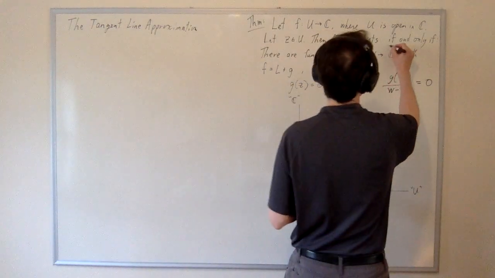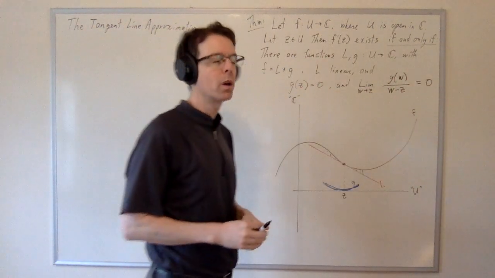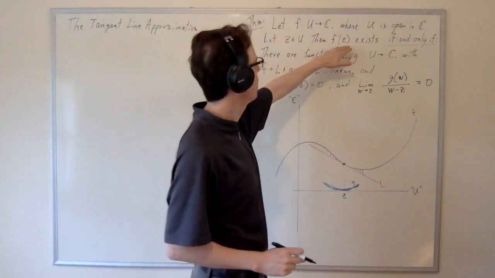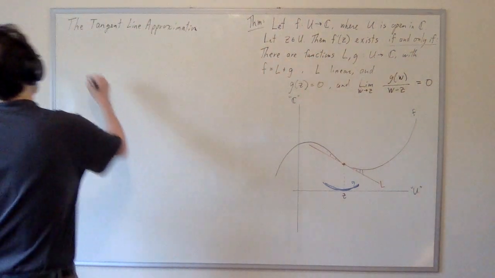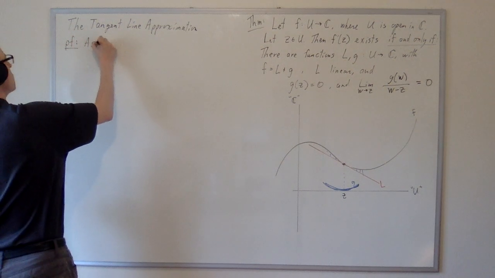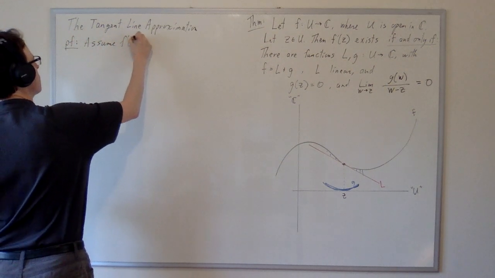This is an if and only if statement, so we're going to give two proofs, one direction and the other. Let's begin by assuming that the derivative exists. So let's begin the proof over here. We're going to assume that f prime exists.